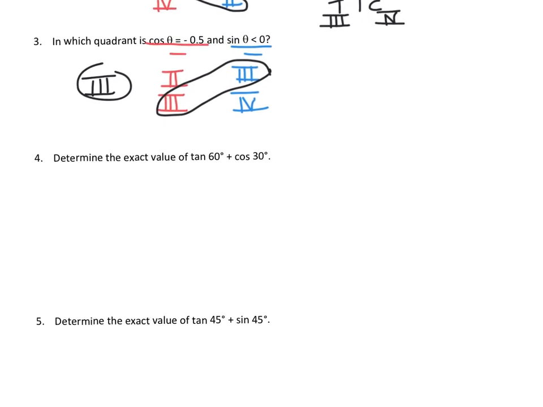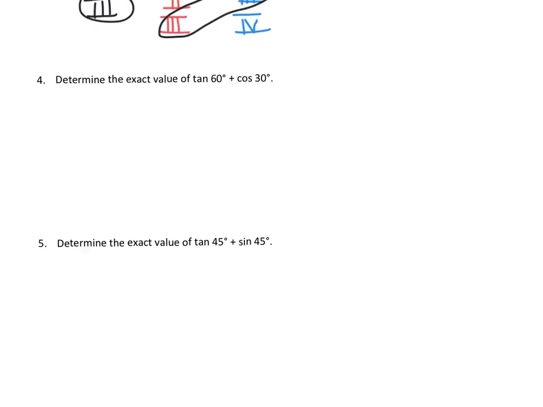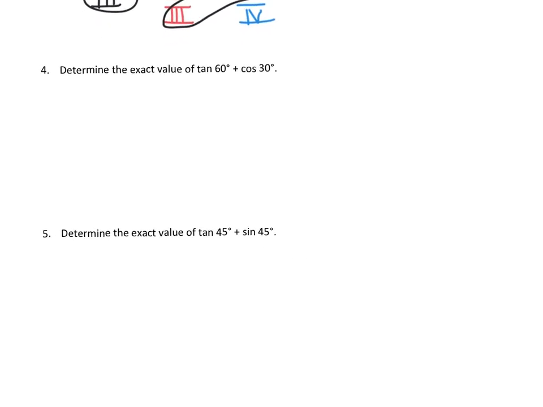All right, number 4, determine the exact value of tan of 60 plus cosine of 30. Okay, so tan of 60, if you have to look up at the table above, that's fine. But tan of 60 is equal to radical 3.